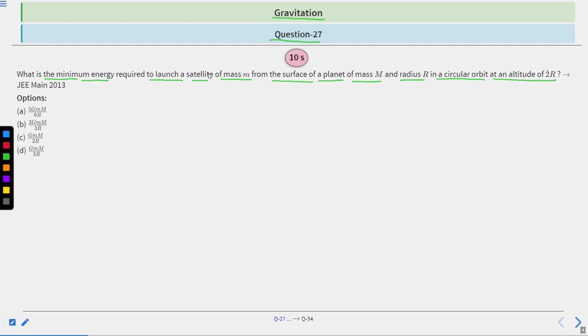The given options are: option A, 5GMm divided by 6R; option B, 2GMm divided by 3R; option C, GMm divided by 2R; and option D, GMm divided by 3R. So, which option is correct? You have 10 seconds to solve this question. After 10 seconds, we will provide the solution.